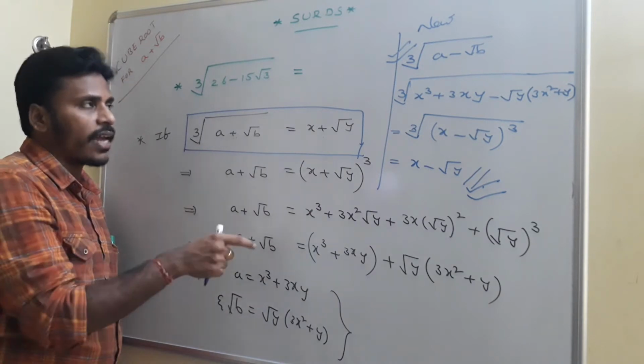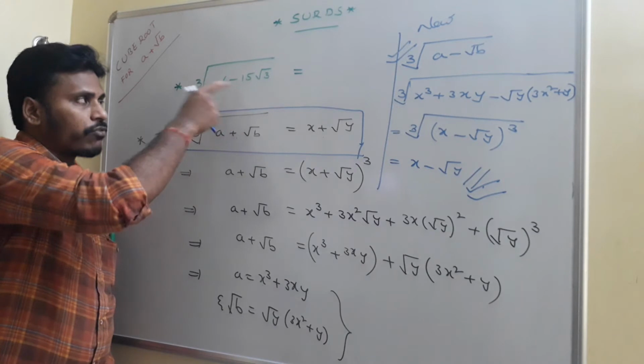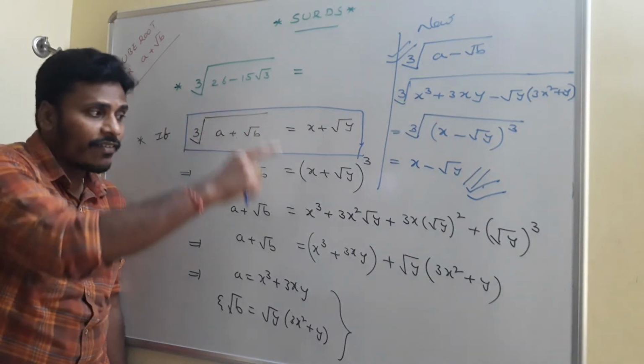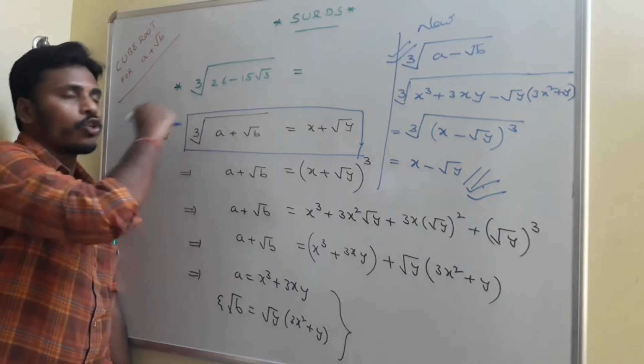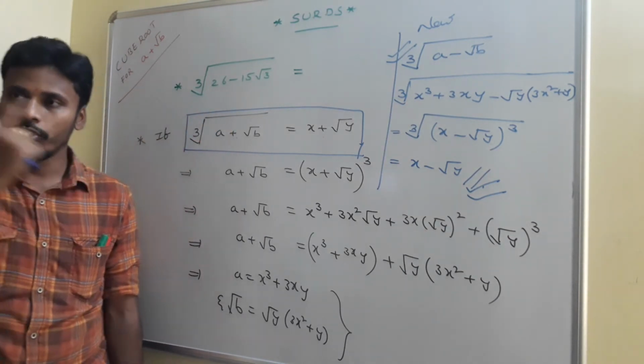And I will use this idea again to find the cube roots for such problems like cube root of 26 minus 15 root 3. Just have a look at this situation and I am going to solve this one. Cube root of 26 minus 15 root 3. Have a look there.